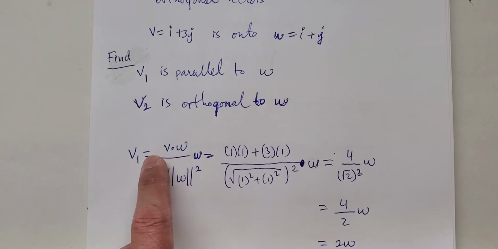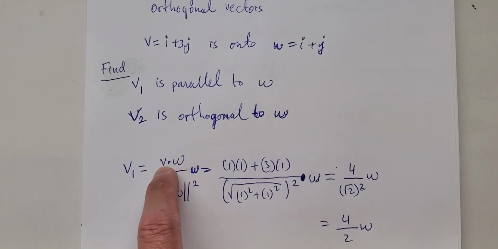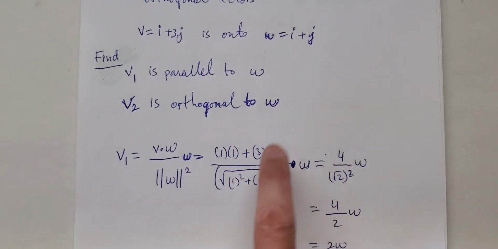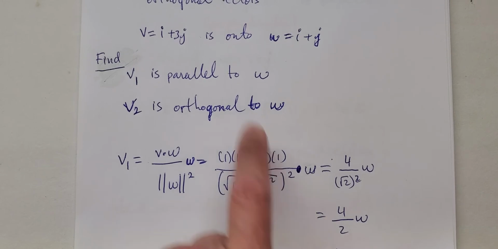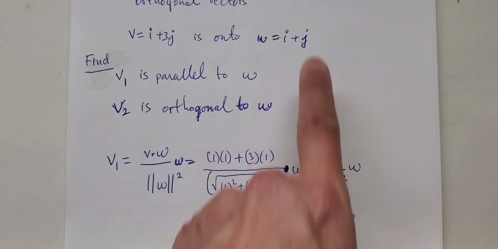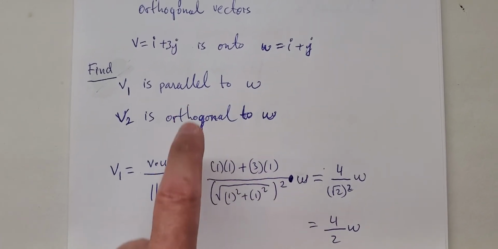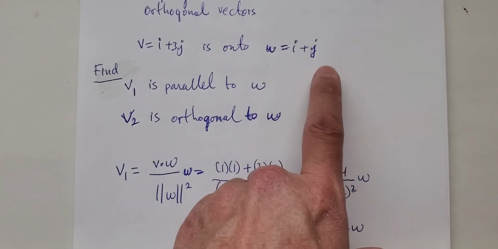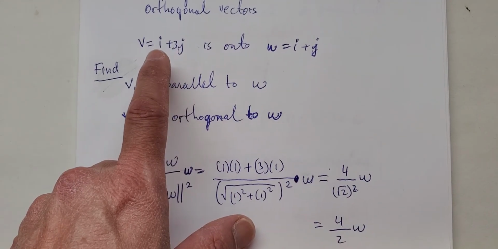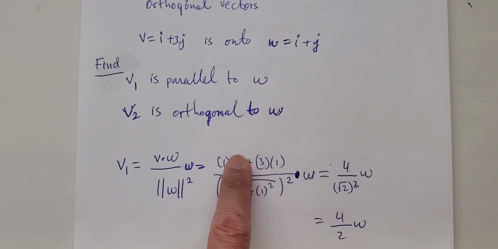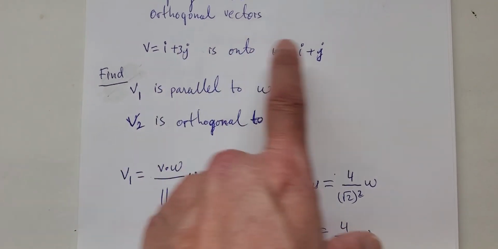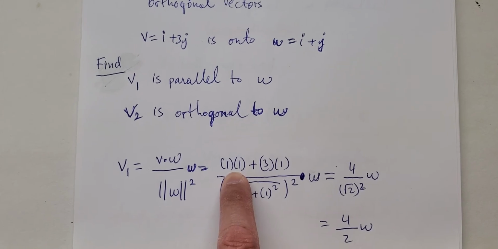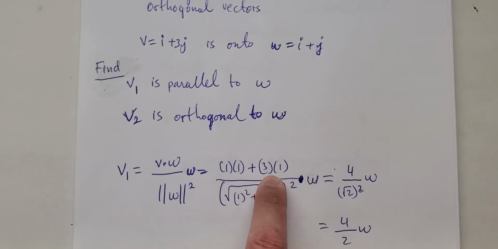So the first thing we need to do is find the dot product of V and W. So 1 times 1, always followed by plus, 3 times 1. Again, when you do the dot product, make sure I goes with I, J with J. Now focus on the coefficients. 1 times 1 is 1. 3 times 1 is 3. 1 plus 3 gives me 4.